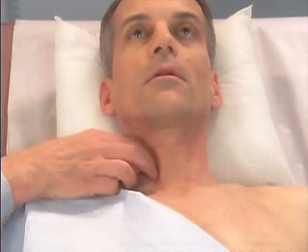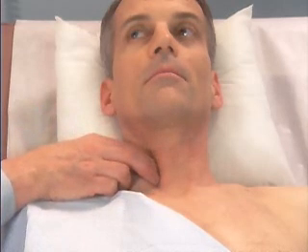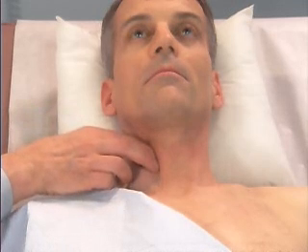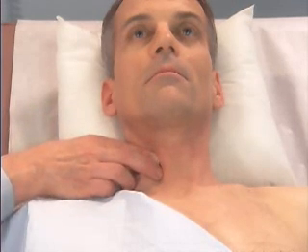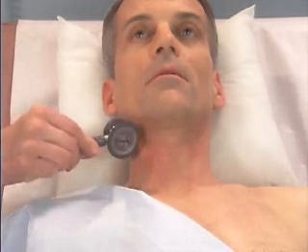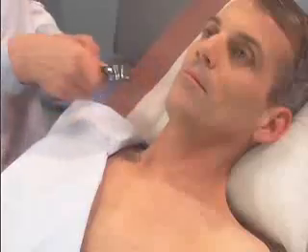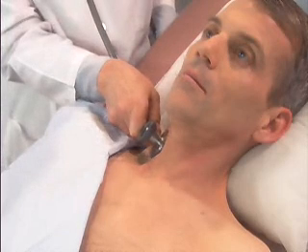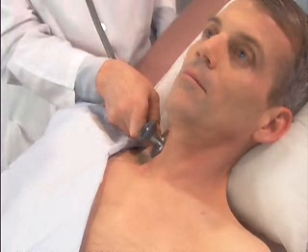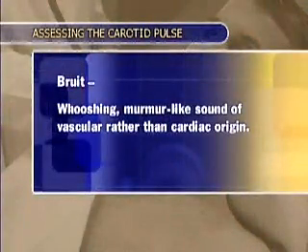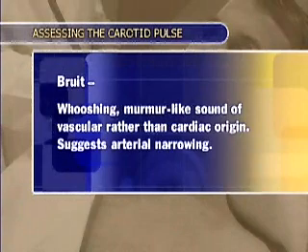During palpation of the carotid artery, you may detect humming vibrations or thrills that feel like the throat of a purring cat. Routinely, but especially in the presence of a thrill, you should listen over both carotid arteries with the diaphragm of your stethoscope. Ask the patient to hold breathing for a moment. Hold your breath, so that breath sounds do not obscure the vascular sound. Listen for a bruit, which is a whooshing, murmur-like sound of vascular rather than cardiac origin. A bruit suggests arterial narrowing.